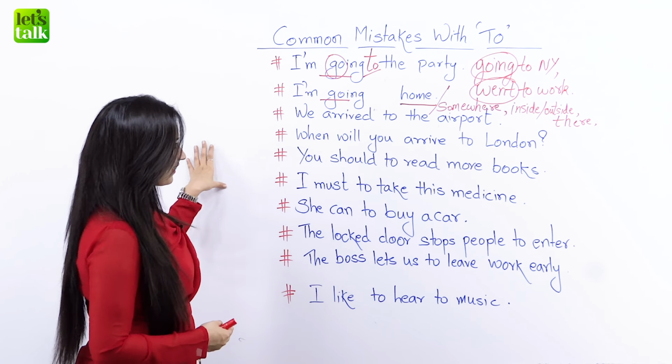Let's read this sentence. We arrived to the airport. What do you think? Is there something wrong with it? Well, yes. What is wrong here is that we always use to with go, but we don't use to with arrive, okay? We never use to with arrive. Arrive means to reach somewhere.